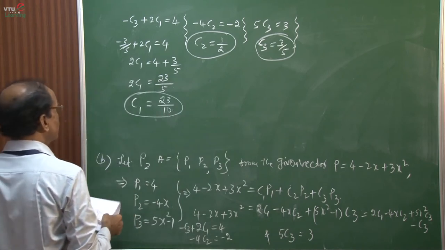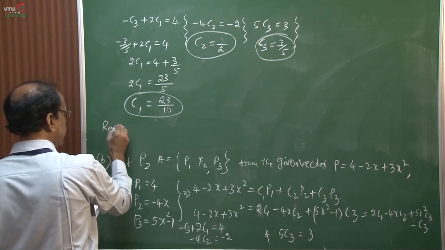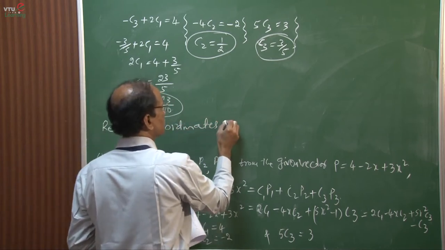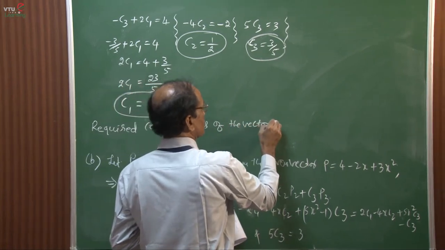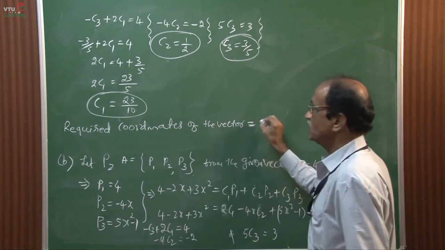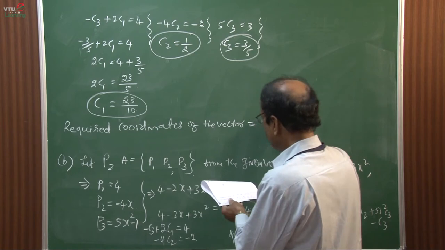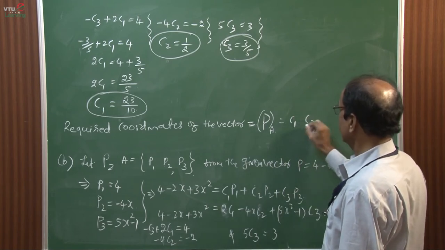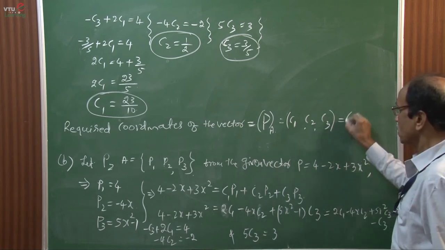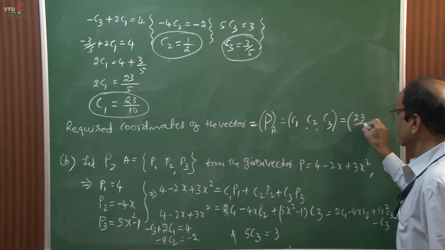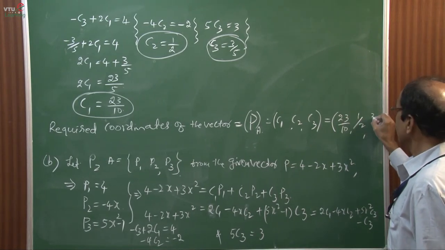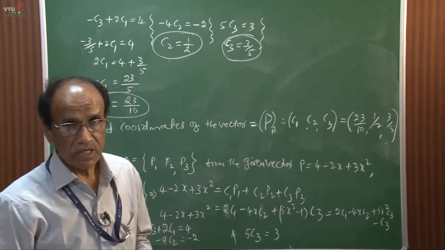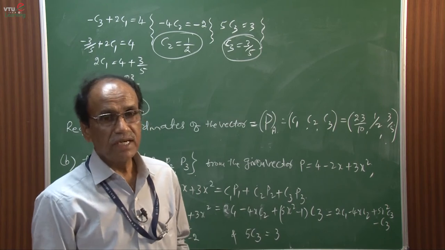Then you can write the coordinate vectors. So the required coordinates of the vector can be indicated as P of A. P of A is equal to C1, C2 and C3. So what are those values? C1 is 23 by 10, C2 is equal to 1 by 2 and C3 is equal to 3 by 5. So these are the 3 coordinates of the vector according to the given statement, meaning the given equation and the corresponding vectors.